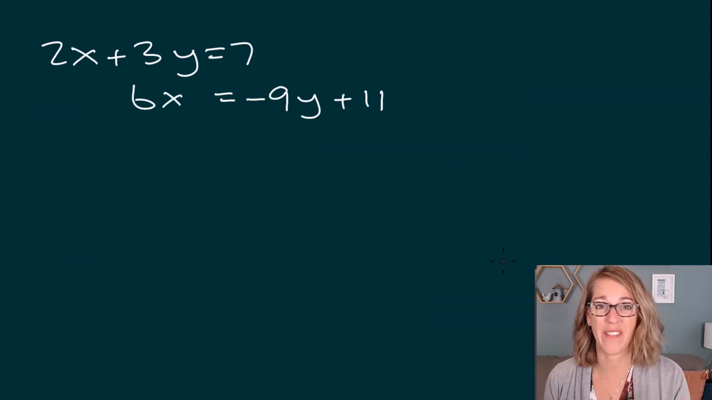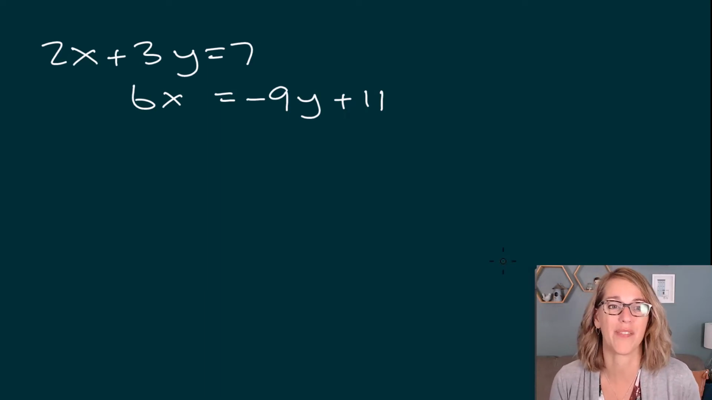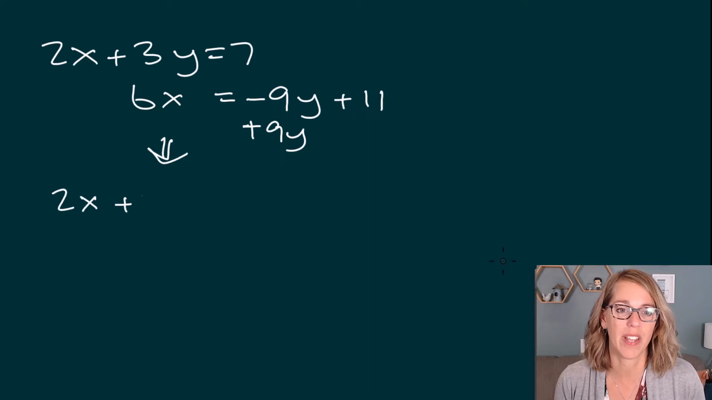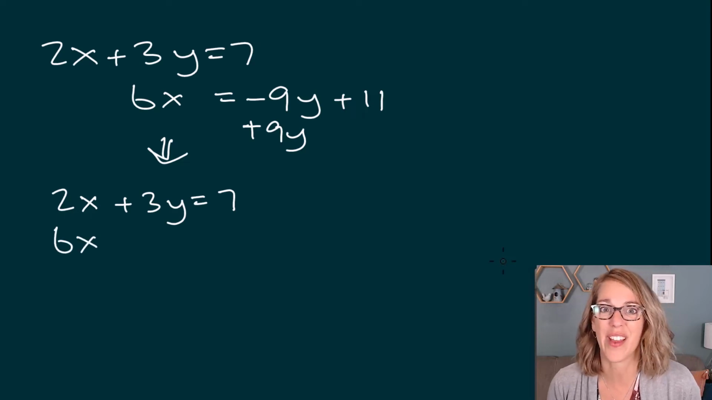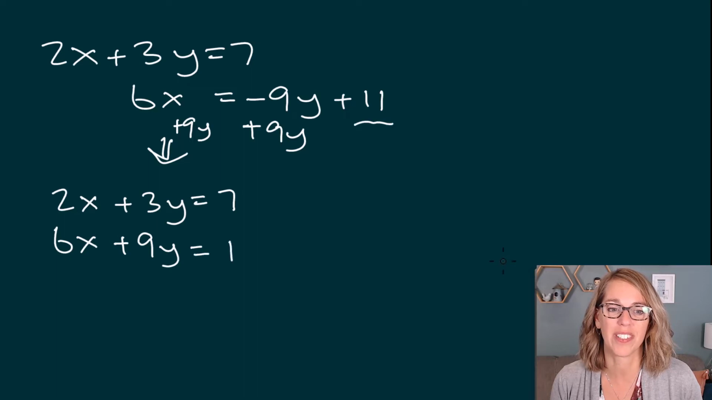Now in this one, I don't have everything all lined up, so that's going to be my first task. I want to make sure that all of my x's are in line, y's, and the numbers. So I'm just going to go ahead and scooch some things over, and I'm going to add the 9y to both sides. So my system's going to now look like this. 2x plus 3y is equal to 7. I'm going to move the 6x so it's in line with the other x term. I added a 9y to both sides, so I get a plus 9y here. And then the 11 is going to go ahead and stay where it was, so equals 11.